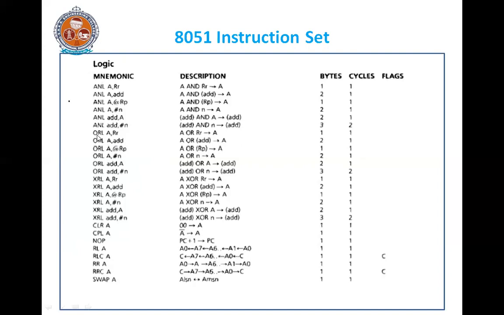Next one is OR, ORL A, R1. So A or R1, the result is given to A, that is the accumulator. ORL A, add. Add is a label here. So the content of the add label and the content of A are ORed, and the result is given to A. ORL A, @R. Here the at-the-rate sign means address. Hash means it is directly the data. So like this you can perform the OR operations.